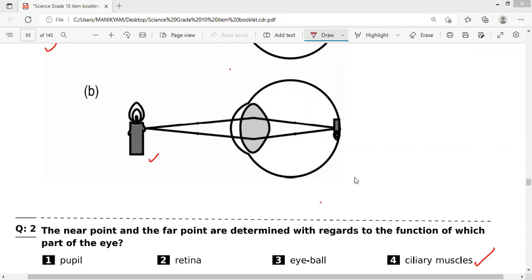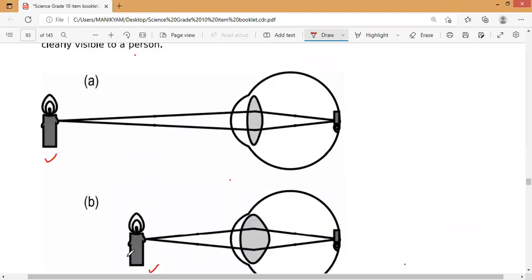You should identify whether it is a normal eye or a defective eye. Please remember, on page number 268 you will have two diagrams before the defects of vision, regarding far objects and near objects, in orange color on your left-hand side. Please mark those two. Ciliary muscles are contracted when we are seeing near objects, and relaxed when we are seeing far objects. So please note that.